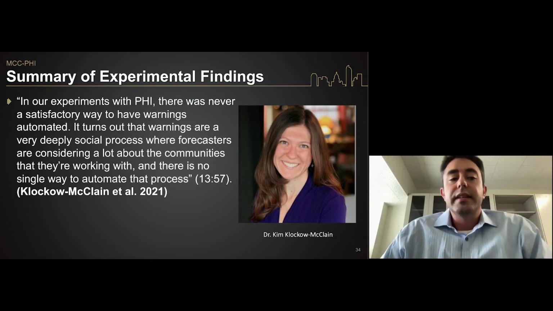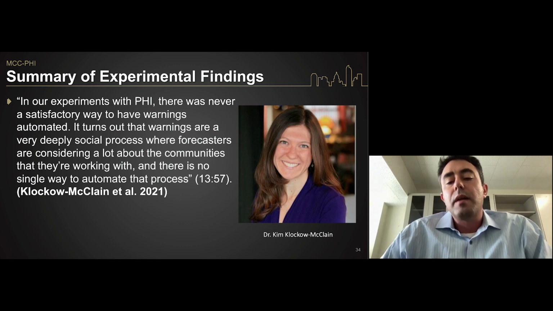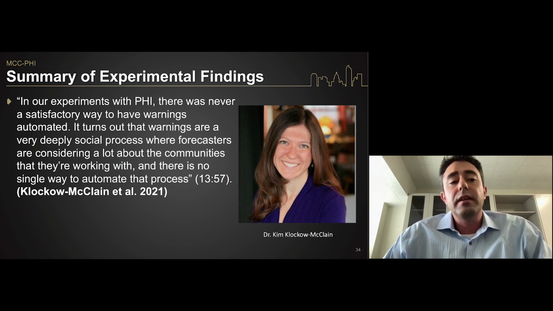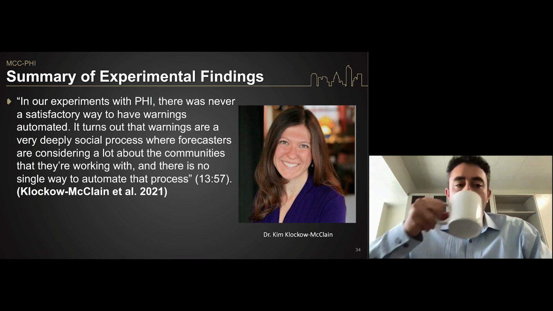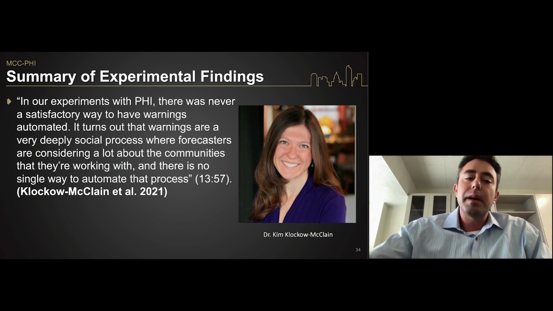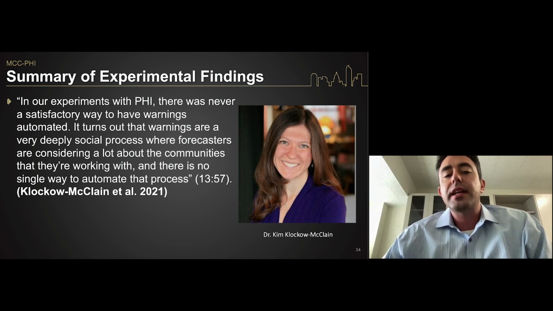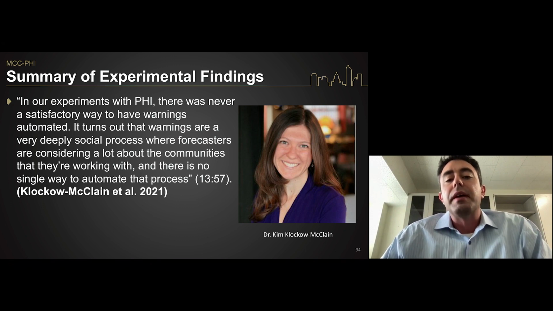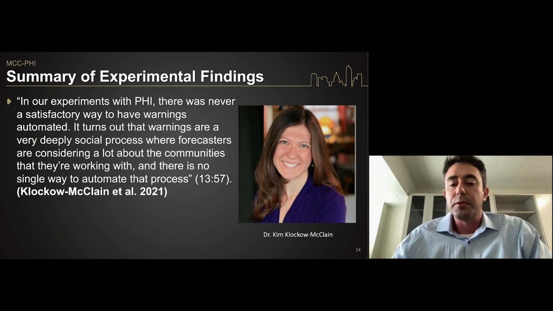Now, in a study that recently came out, led by Dr. Kim Klockow-McLean, she was working with meteorologists and forecasters, and she found with her research team that, in her experiments with FEE, there was never a satisfactory way to have the warnings automated. Turns out that warnings are a very deeply social process where forecasters are considering a lot about the communities that they're working with, and there is no single way to automate that process. And for us, this idea of warning being a deeply social process is really at the heart of the McFEE project that we have proposed.